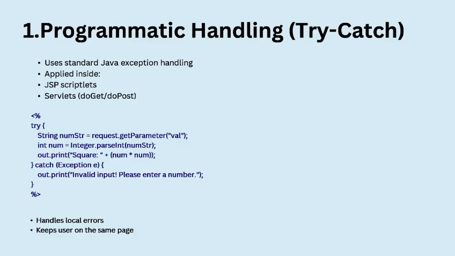If the user enters invalid input like text instead of a number, an exception occurs. This exception is caught using the catch block, and a message "invalid input, please enter a number" is displayed. And this method handles errors locally and keeps the user on the same page.